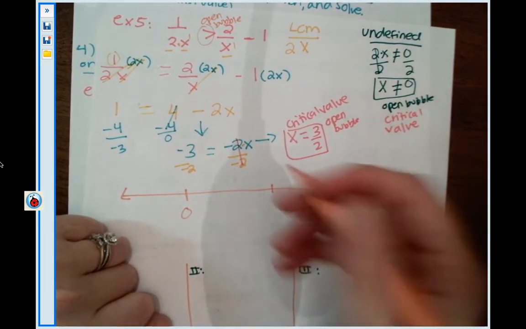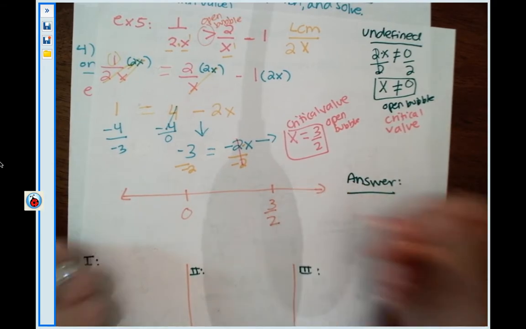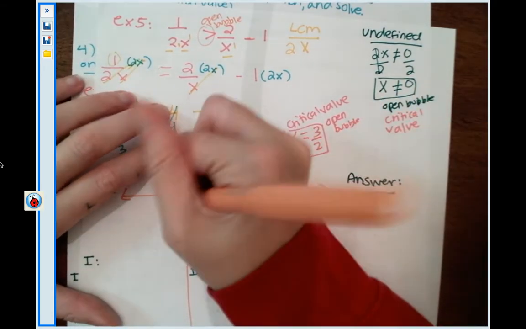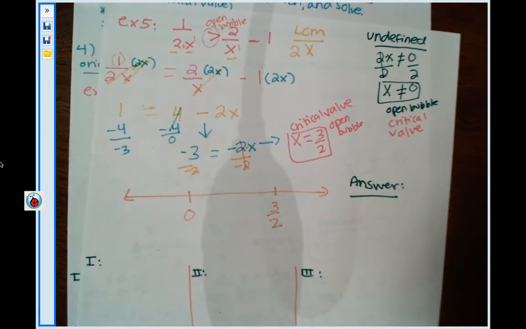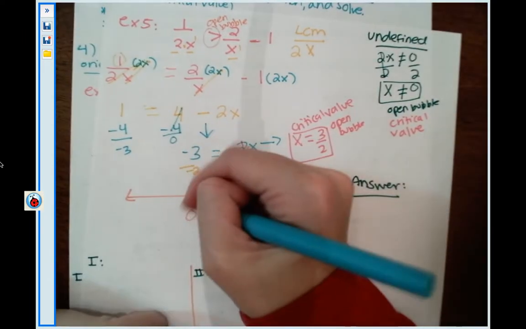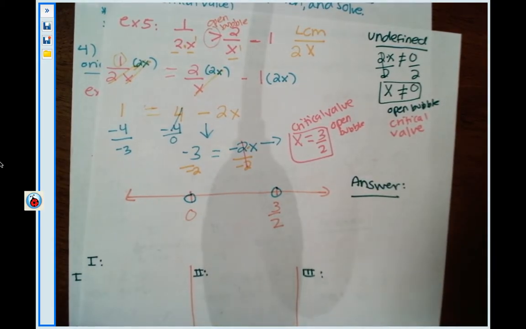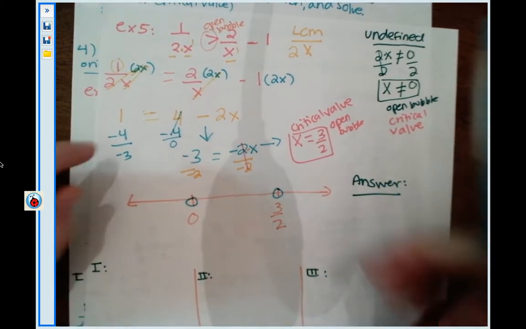And my larger number is 3/2, so I'm going to put it on the right-hand side. Okay, and both of them are an open bubble, so I'm going to go ahead and make them an open bubble before I forget. Because usually if you leave something alone for a little while, you kind of forget. So I would just go ahead and do it before I forget.